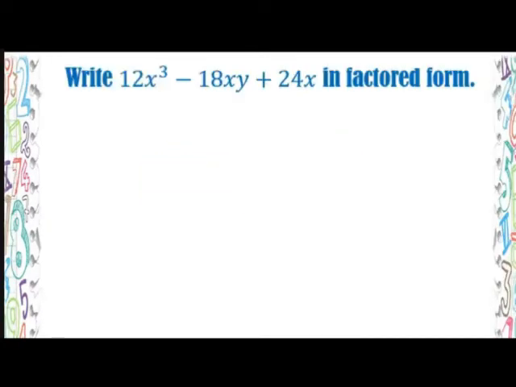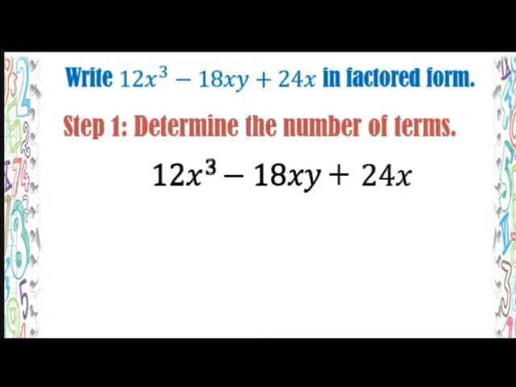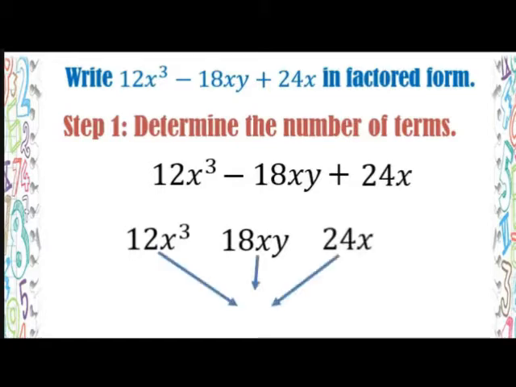Example 4. Write 12x cubed minus 18xy plus 24x in factored form. First step, determine the number of terms. So in this example, we have the terms 12x cubed, 18xy, and 24x. So we have 3 terms.